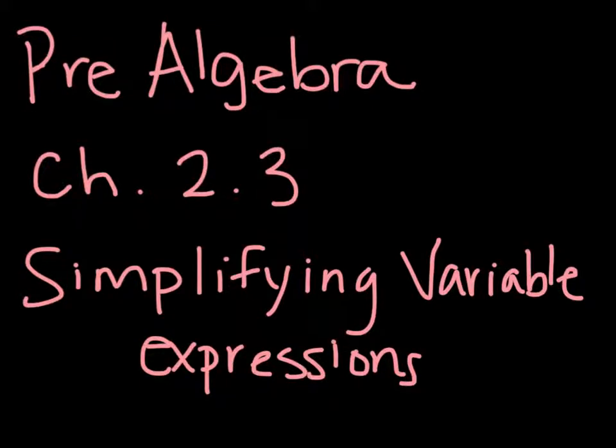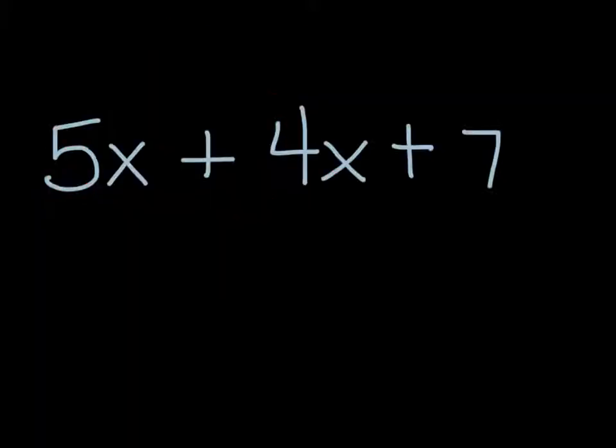This is Pre-Algebra Chapter 2.3, Simplifying Variable Expressions. Take a look at this written expression. It has several different parts that have specific names. Each part of the expression that is added together is called a term. 5x, 4x, and 7 are the terms of this expression.